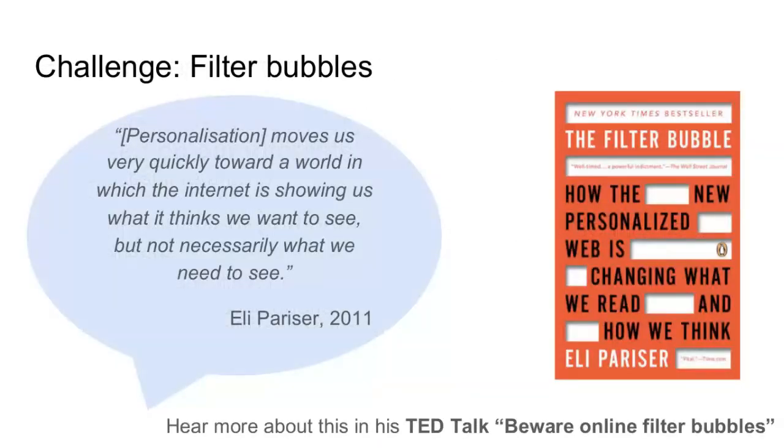All right, so the problem of this personalization is now something that is called filter bubbles. For this, I wanted to point you to this quote here, which is from Eli Pariser, who calls himself an internet activist. He wrote this book here, you see on the right-hand side, and he also has a TED Talk. I highly recommend you to watch this TED Talk. It's called Beware Online Filter Bubbles. What he says is that personalization moves us very quickly toward a world in which the internet is showing us what it thinks we want to see, but not necessarily what we need to see. So the search engines, or the internet, as he called it here, point us to the things that it believes we want to see, and the other things we don't notice anymore.